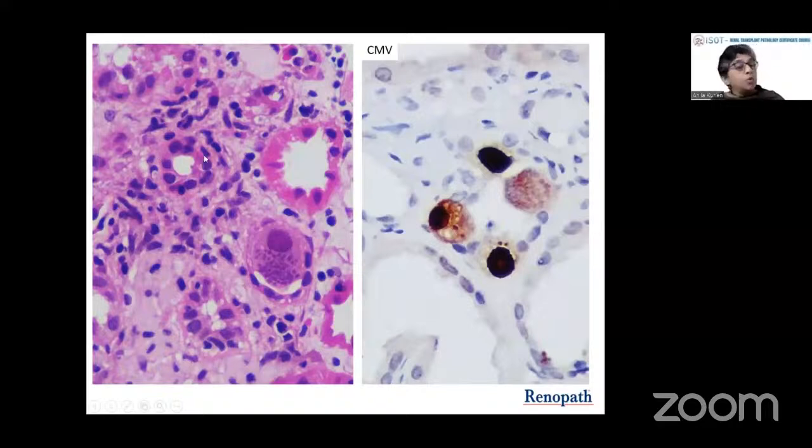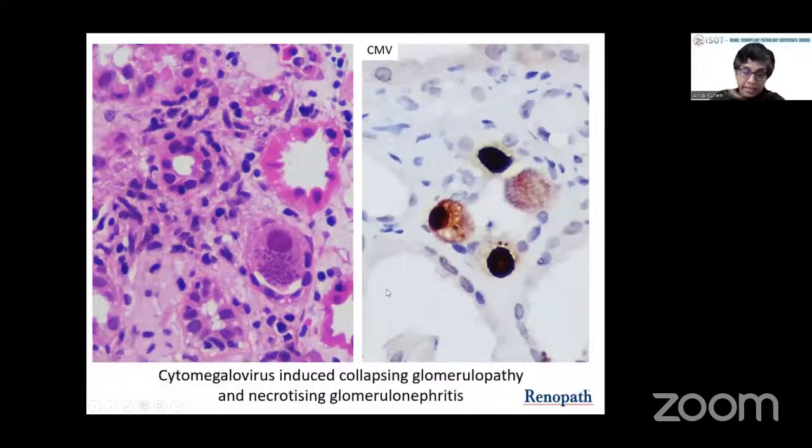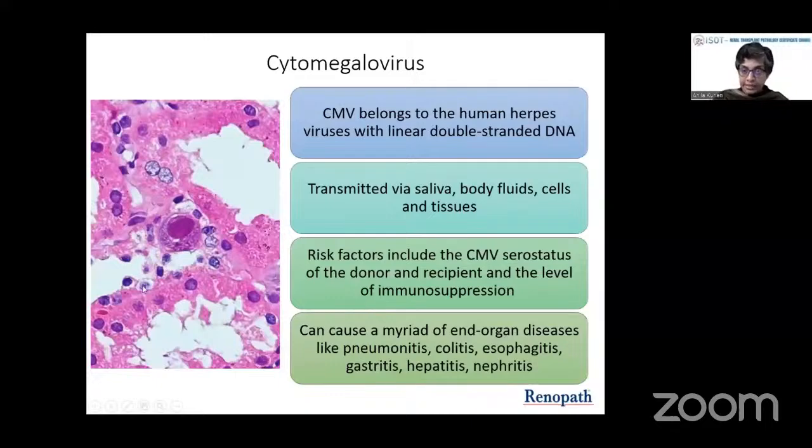So with this characteristic picture, we always do an IHC for CMV, and we've had a case where there was a combined CMV and BKV. So by routine, we always do an SV40 also, but SV40 was negative. Cytomegalovirus IHC was positive on these cells, and a diagnosis of cytomegalovirus nephropathy was made. On IF, we were very worried about what is happening in the glomerular part. The IF was negative, ANCA and anti-GBM serology was negative. So we concluded it was a cytomegalovirus-induced collapsing glomerulopathy and necrotizing glomerulonephritis.